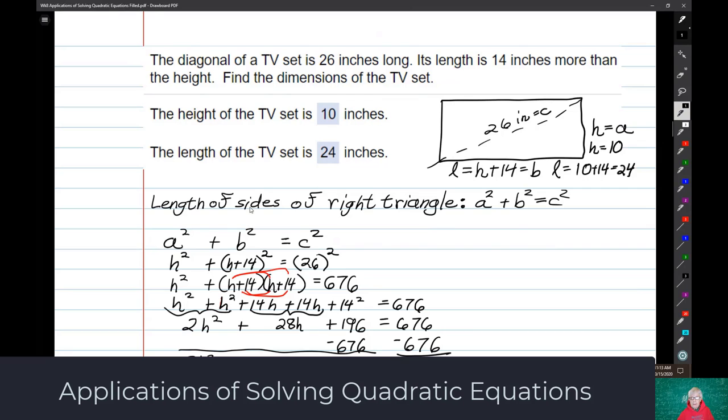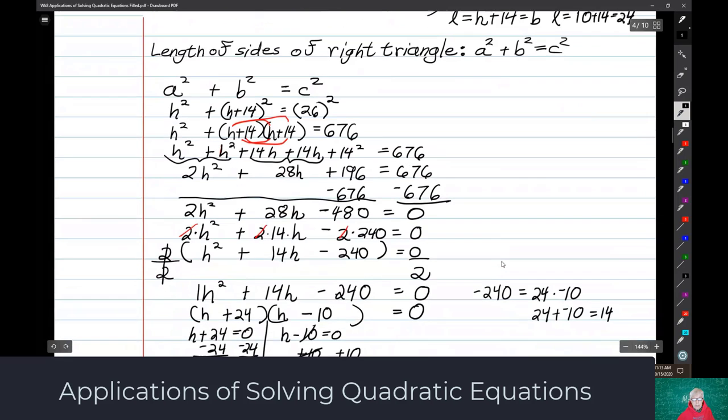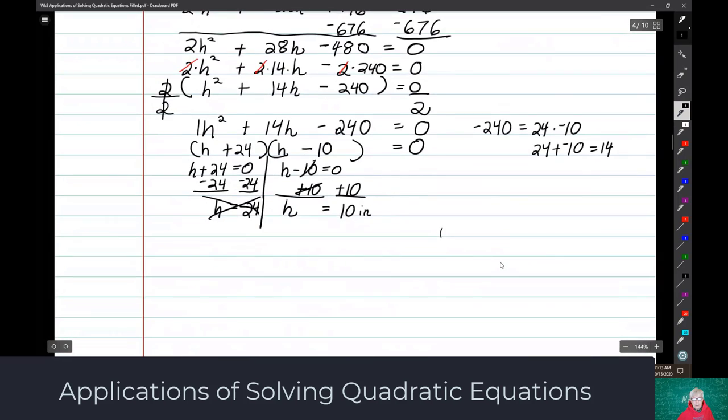So, the reason I knew to use a squared plus b squared equals c squared is that this just happens to form a right triangle. And whenever you deal with finding the length of the sides of a right triangle, you have to use a squared plus b squared equals c squared. And then you just slowly work it out step by step.